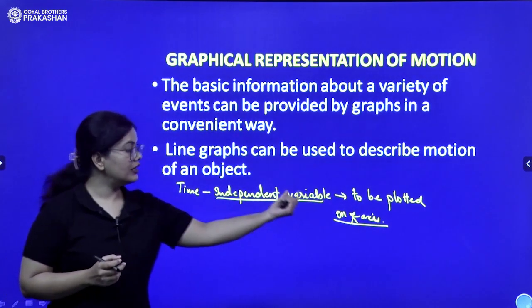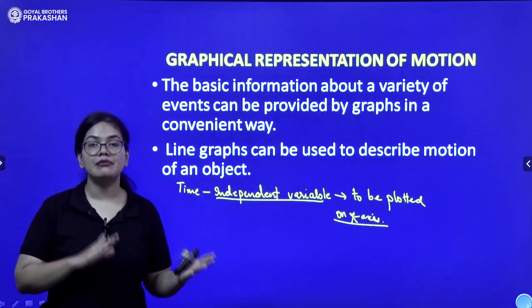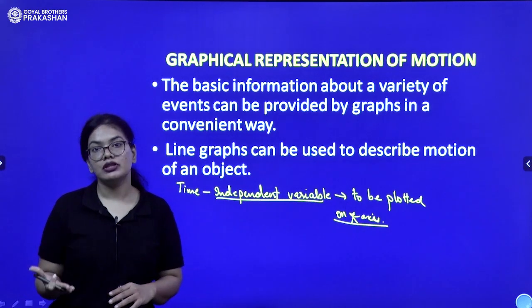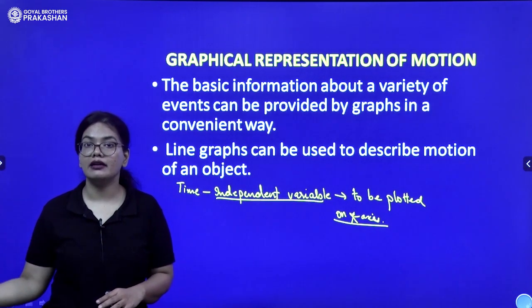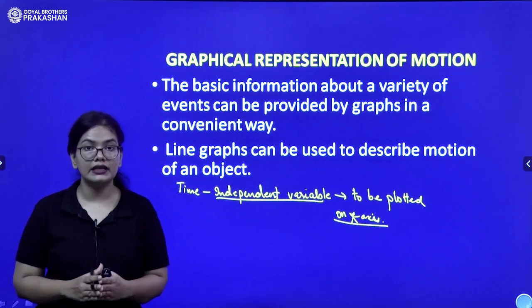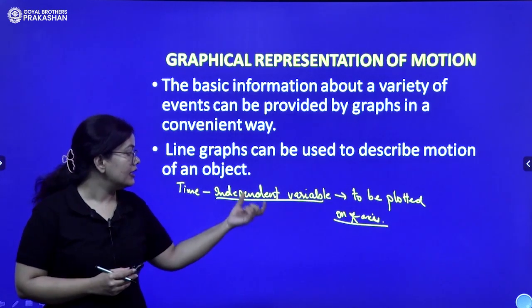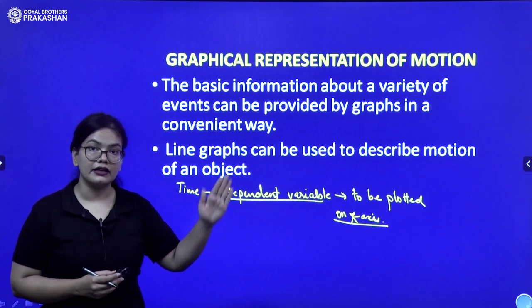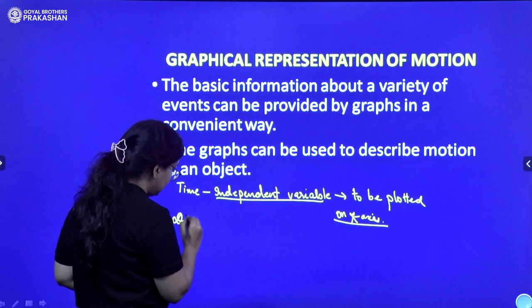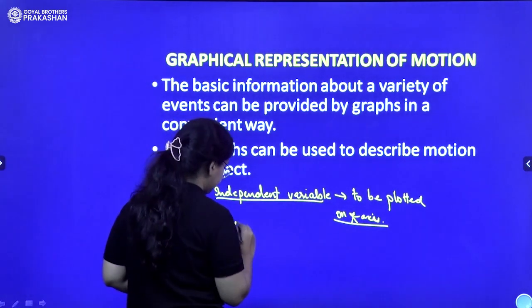Independent variable: you have understood the meaning of the term variable. Now, independent means that time does not depend upon the other quantity. Time does not depend upon the speed. Time does not depend upon the distance. The time at which you are taking the reading does not depend upon anything, it is independent. That is why the variables which are independent are taken on the x-axis, whereas distance is your dependent variable.